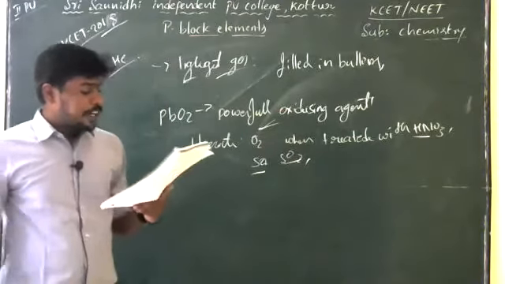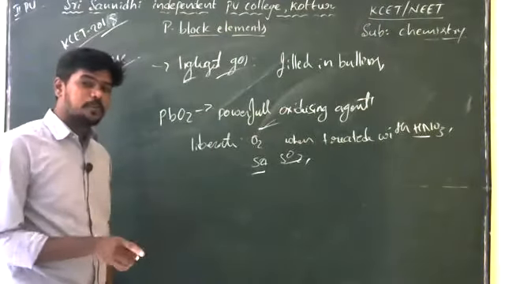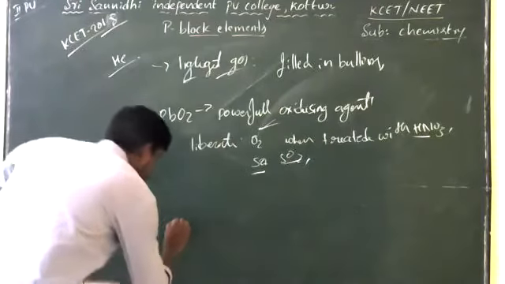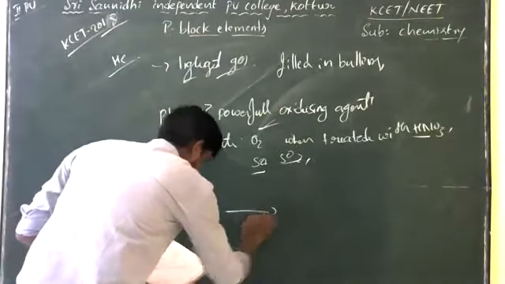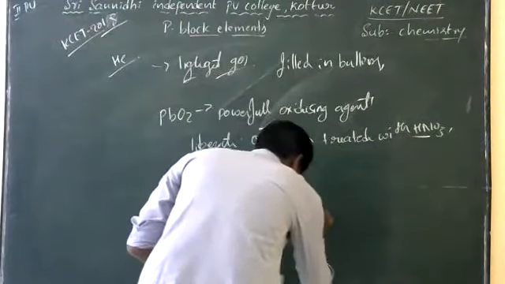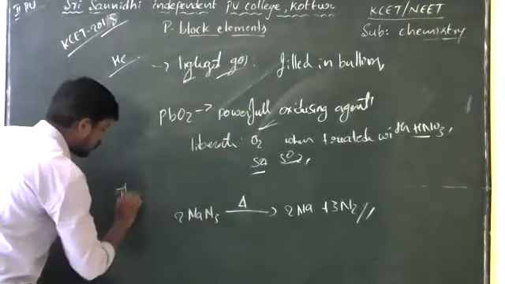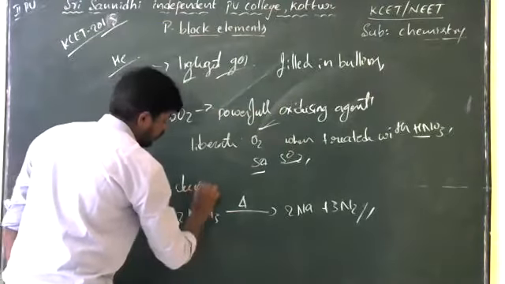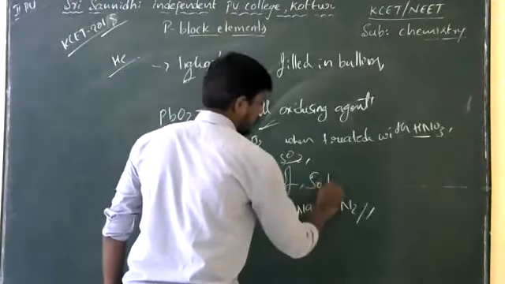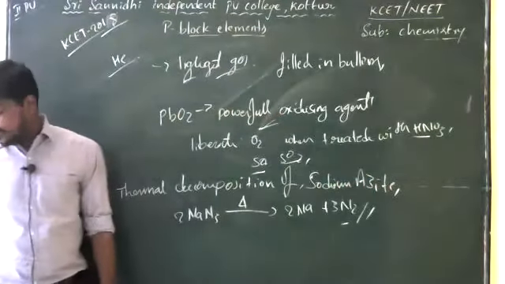The next question. Very pure N2 can be obtained by thermal decomposition of sodium azide. What is the reaction? Sodium azide, 2NaN3, is heated at a high temperature, which is thermal decomposition, to liberate 2Na plus 3N2. So pure N2 gas is liberated by thermal decomposition of sodium azide.